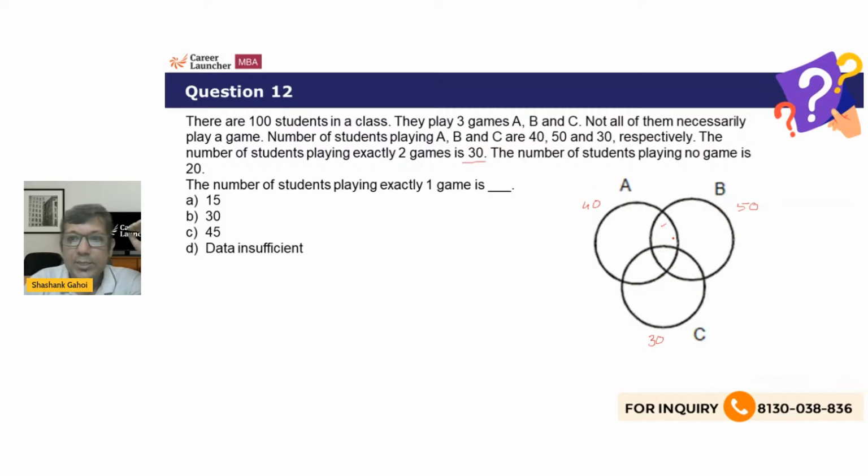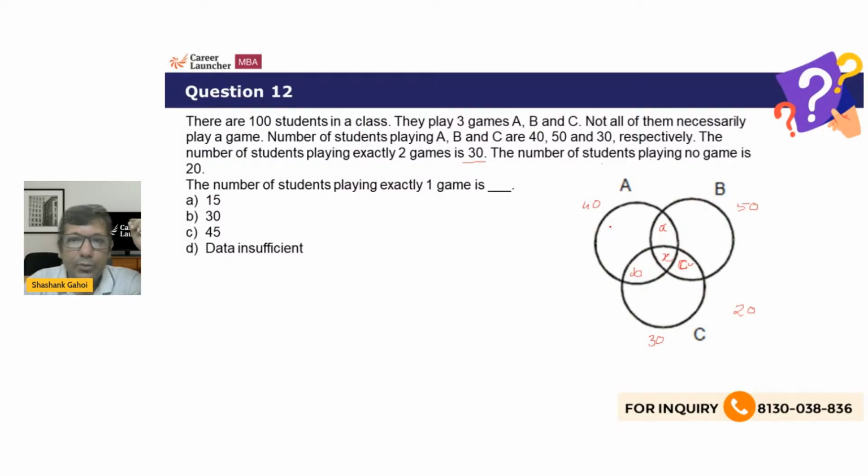Okay. Means this plus this plus this is 30. The number of students playing no game is 20, so this is going to be 20. The number of students playing exactly 1 game is what? So I am saying this is X. Let's call this A, this B, and this C.